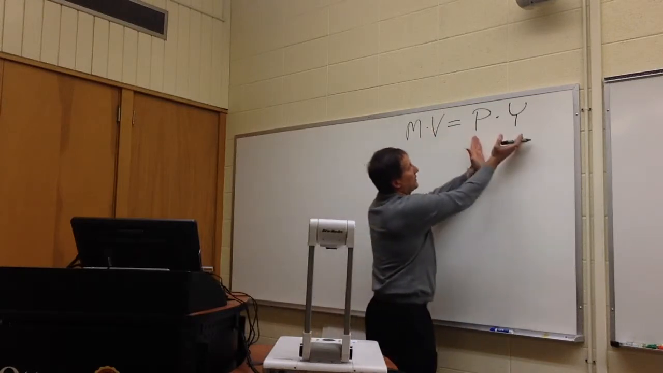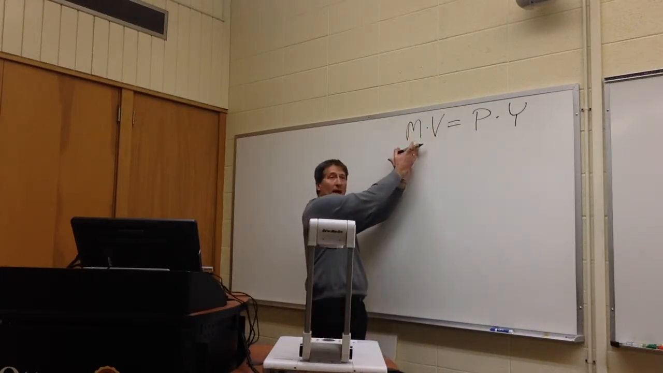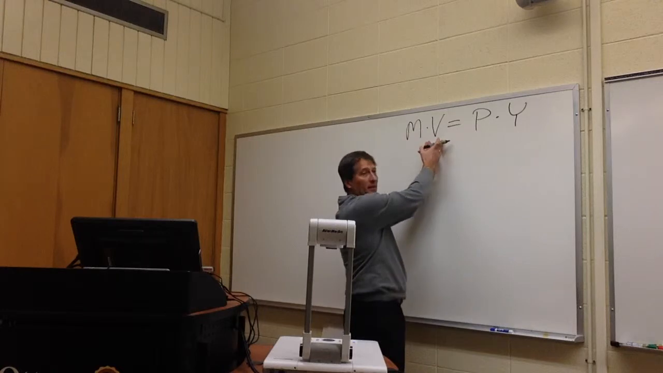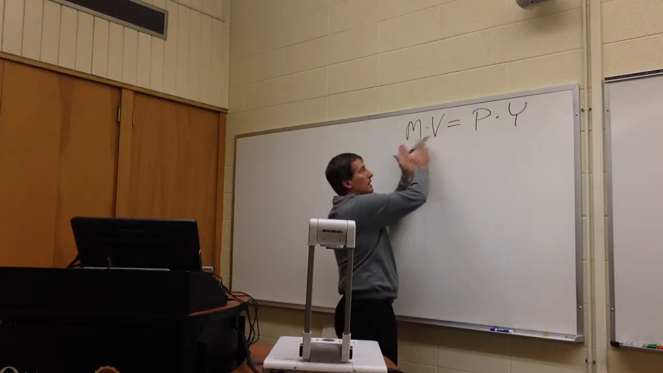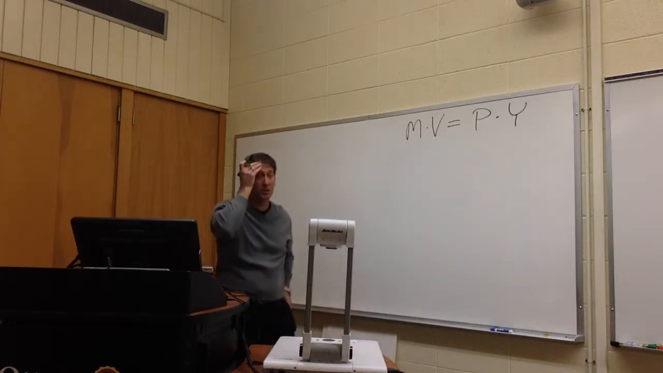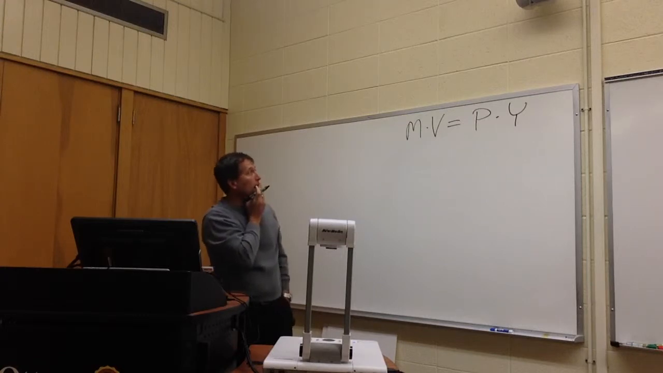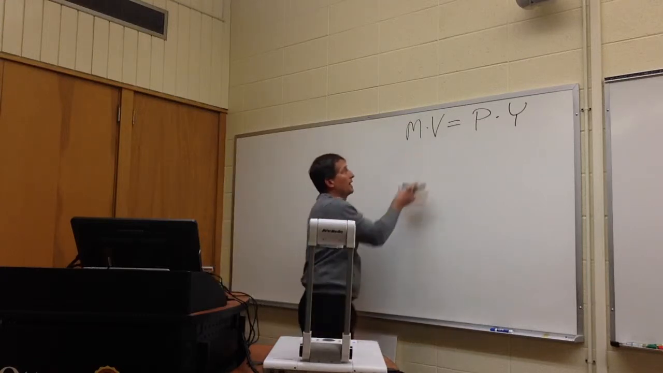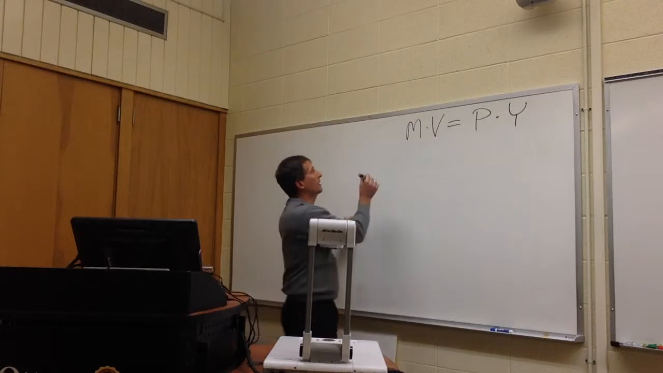How did we pay for that stuff? We paid for it with money. That money was spent an average number of times. And so that was the equation of exchange. Then we did that little math trick, which was where we left off.